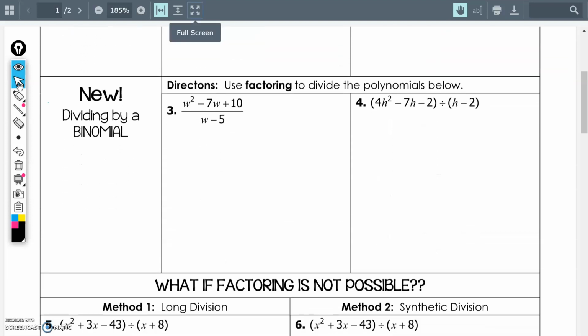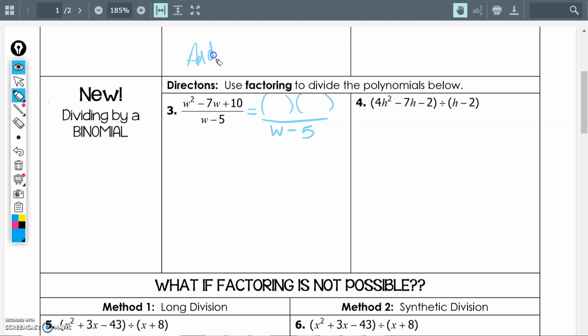The first method is if we factor. For example, on the top, this could be split up into two linear expressions divided by w minus 5. If we factored w squared minus 7w plus 10, again, two numbers that add to get negative 7 but multiply to get 10, we get w minus 5 and w minus 2. What ends up happening is that the w minus 5's cancel, and you're just left with w minus 2. So that's really cool and fun when you can factor.